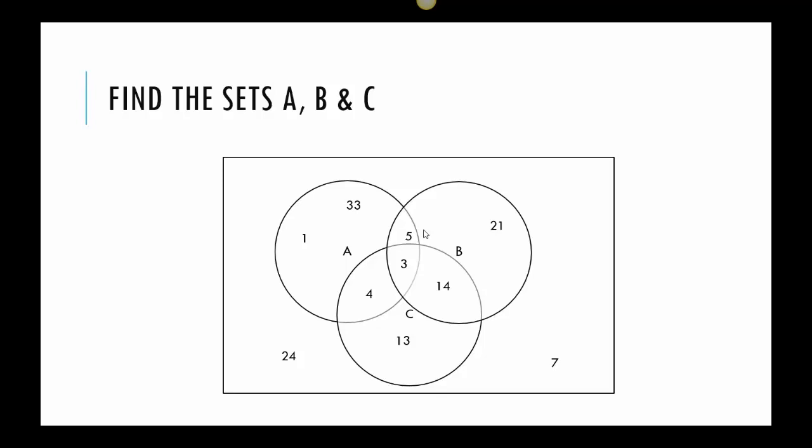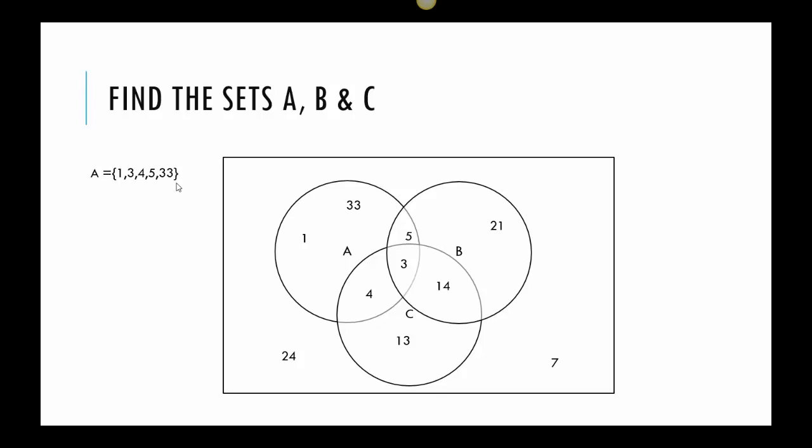And let's just start talking about really basic sets like just A, just B, just C. So if I'm looking at just A, I think about looking at the whole circle. So when I look at this entire circle, I can see I have a 1, 3, 4, 5, and 33. So that makes up my set A. Again, I generally write them in ascending order if I can. It just helps me sort it better.